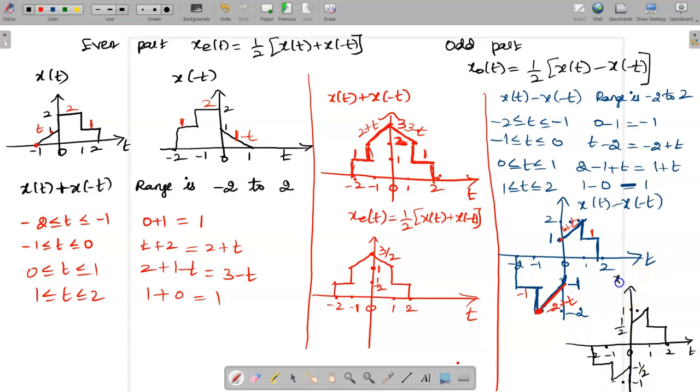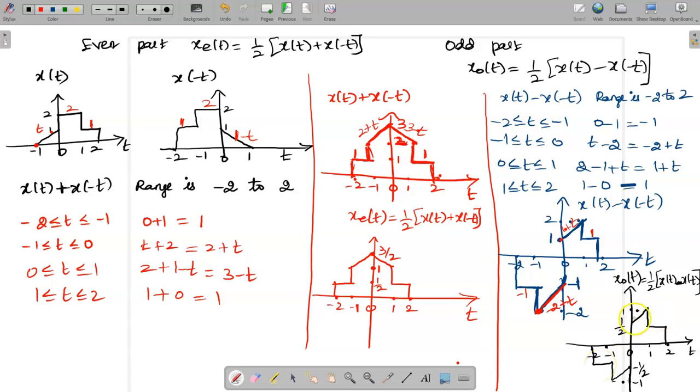So this is x naught of t, which is nothing but 1 by 2 into x of t minus x of minus t. When you compare with the even part, whatever you have in the right side will be there in the left side. So the mirror image will be there. When you compare the odd part, whenever you have an increasing slope, from 1 by 2, here minus 1 by 2, it will be decreasing. Here it is plus 1 by 2, here it is minus 1 by 2. The amplitude will be reversed.